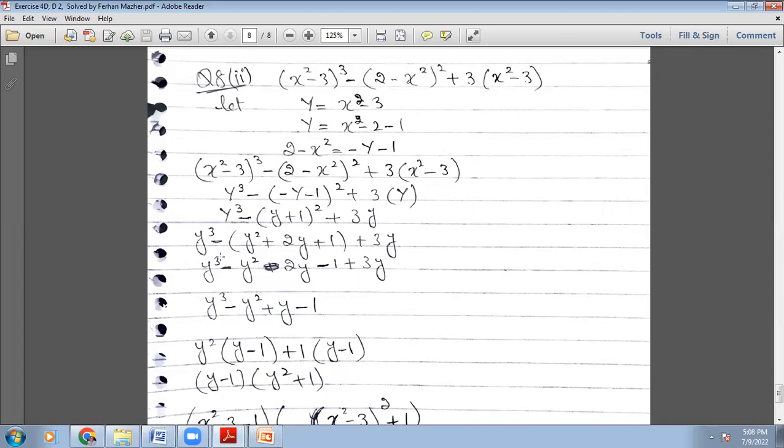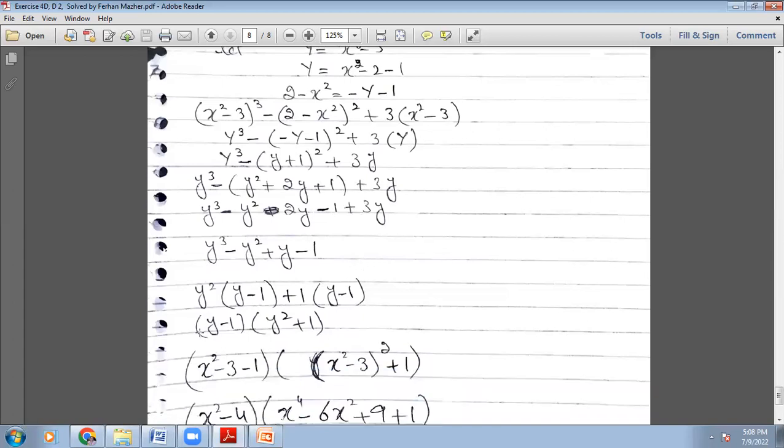So I will open this: y³ minus (y + 1)², which is y² + 2y + 1, and then plus 3y. When you open this bracket, this negative will change the signs. So y³ − y² − 2y − 1 + 3y, which is y³ − y² + y − 1. I can take y² common here, leaving y − 1. Then from the last two terms, I can take plus 1 common, and in the bracket you are left with y − 1. So y − 1 is common from this term and this term. Take it common, and from here you will have y² + 1.